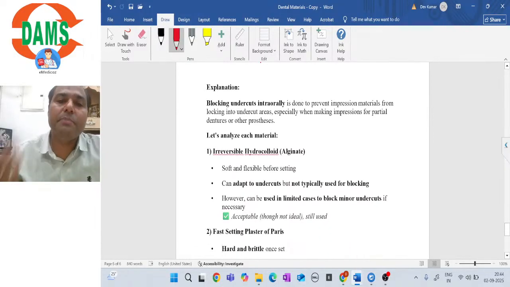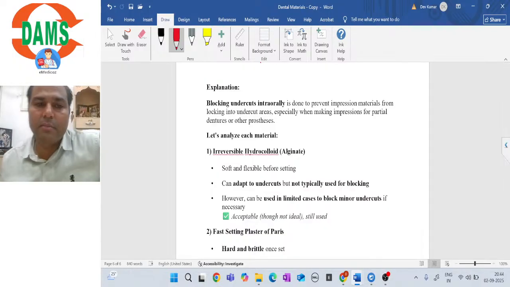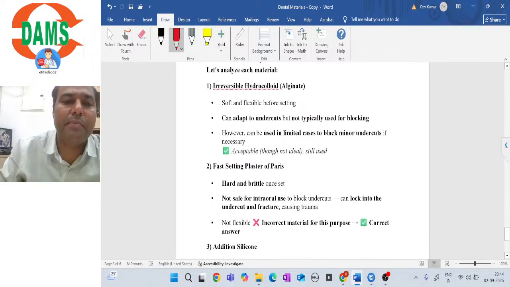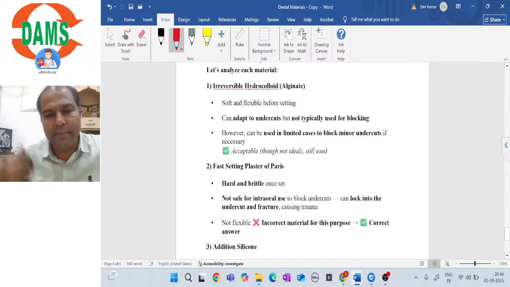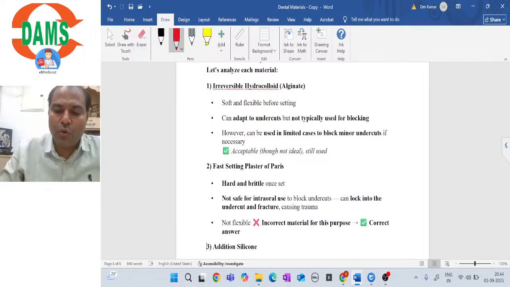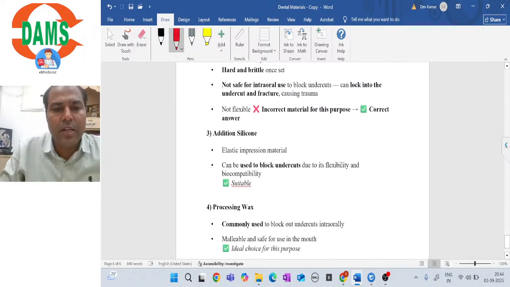So we can use impression materials, lock into the undercuts, we can use processing waxes, we can use cotton buds, but we should not use fast setting plaster. Why? Because it is hard, brittle, it is not safe to block the undercuts. It can lock, it can remain there, it is not a flexible material, it won't come out. Silicones, yes, can be used to block the undercuts, easily removed. Okay? It is malleable. The processing wax we can use ideally for this purpose.